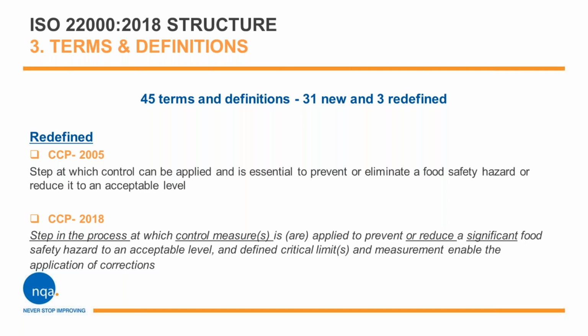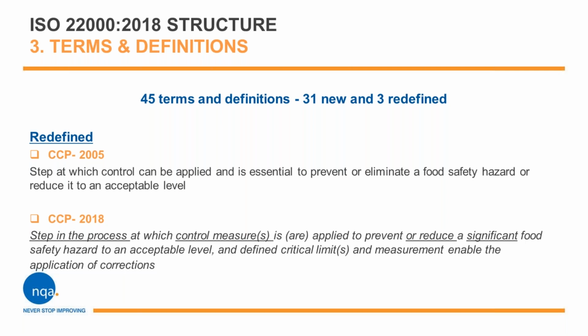So there are different concepts here that we didn't have before. As you can see, a step in the process, this wasn't mentioned in the previous version, but if it wasn't clear enough, now it is. So it must be a step in the process at which control measures are applied to prevent or reduce a significant food safety hazard. Now here you have another thing that you didn't have before. It's prevention or reduction. We are not talking about elimination anymore. It is quite difficult to eliminate a food safety hazard, so we really need to talk about reducing it to an acceptable level that is appropriate for the consumption or for the use of the particular product.